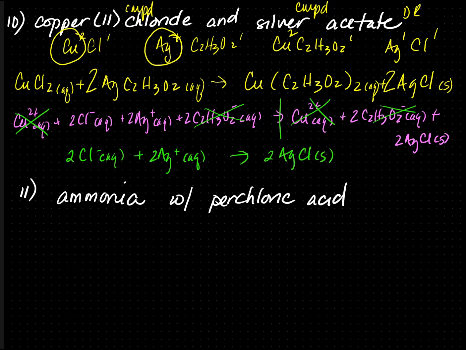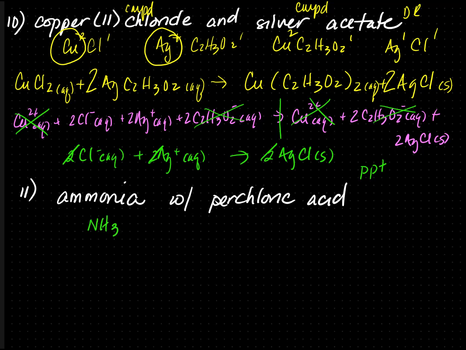This is my net ionic, which can reduce. So it's just Cl minus AQ plus Ag plus AQ yields AgCl solid. The driving force is the formation of a solid or a precipitate. Number 11, ammonia. This is another one you should memorize for the future.